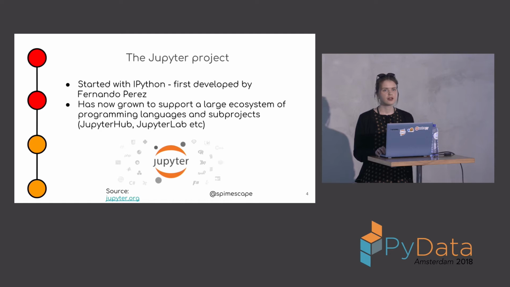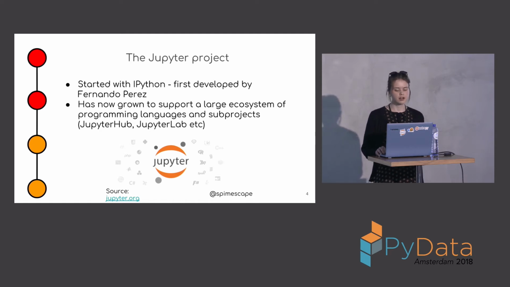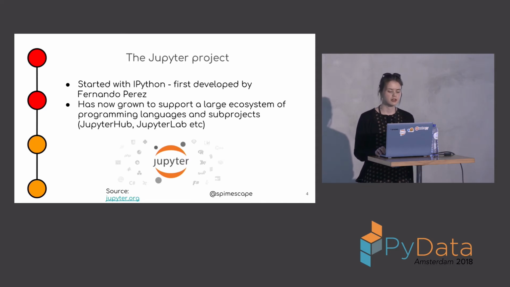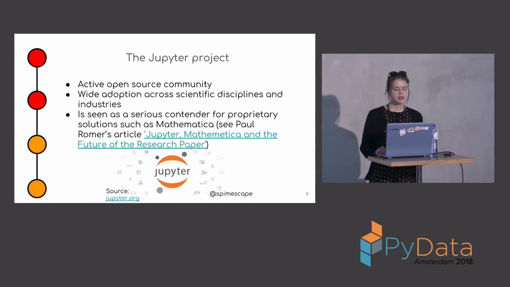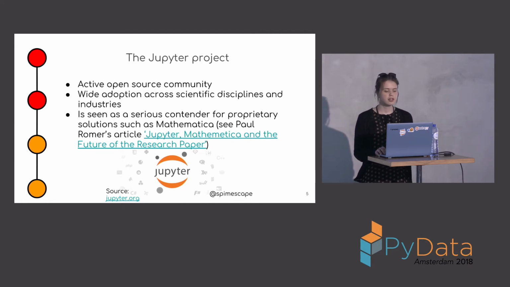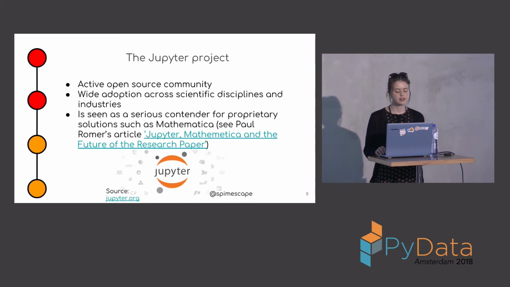In addition to supporting lots of different programming languages, there are also many auxiliary sub-projects, such as JupyterHub, which helps you manage a large-scale deployment of Jupyter, and also JupyterLab, which is the next-generation user interface for interactive computing. In addition to this, there's a very active open source community around this project. There is a conference that takes place every year in New York about Jupyter. And it's been adopted across a wide variety of scientific disciplines and industries.